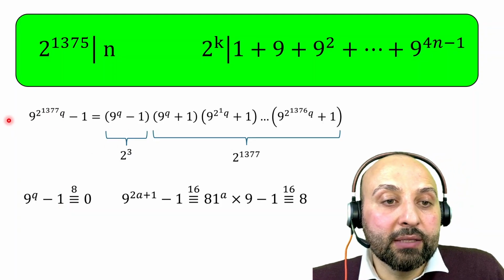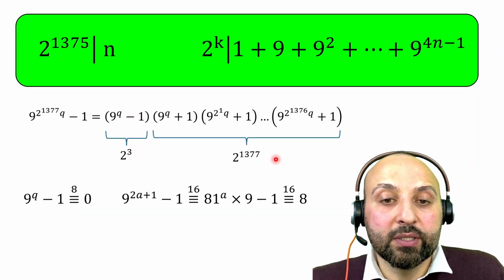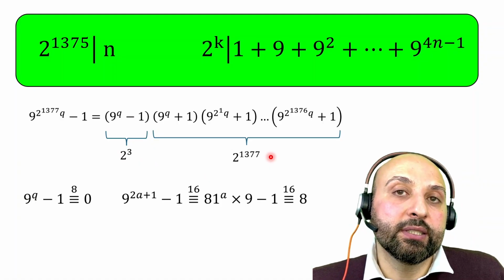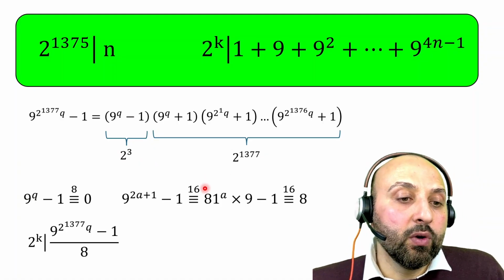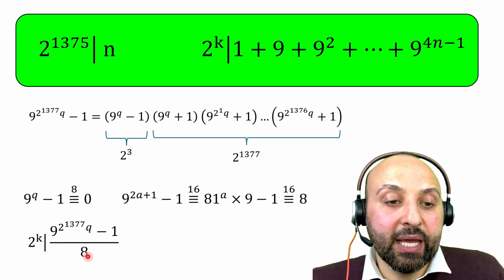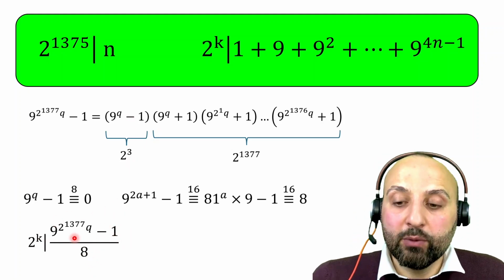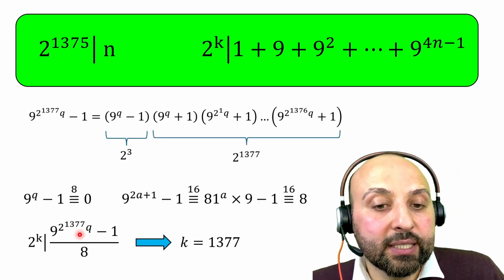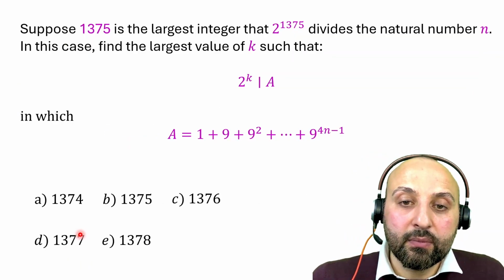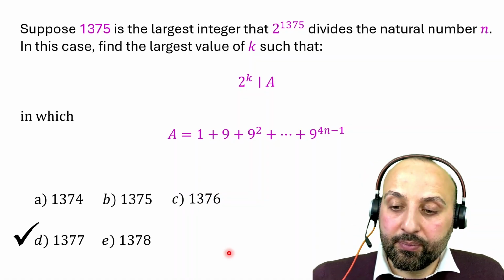Okay, so we know that the maximum power of 2 that divides this number is 2 power 3, and here it is 2 power 1377. Therefore, the k value that we have here, because we also divided by 8, so this one disappears, k would be 1377. Therefore, the correct answer would be option D.